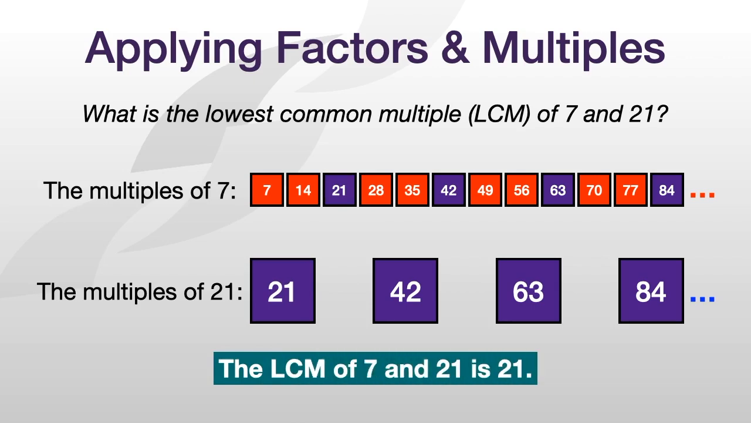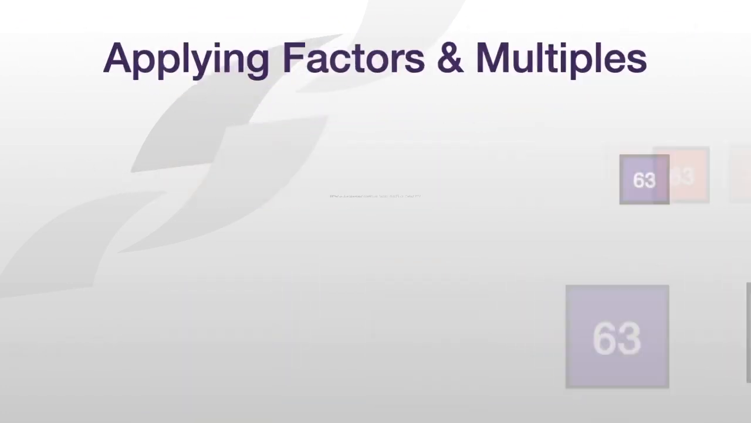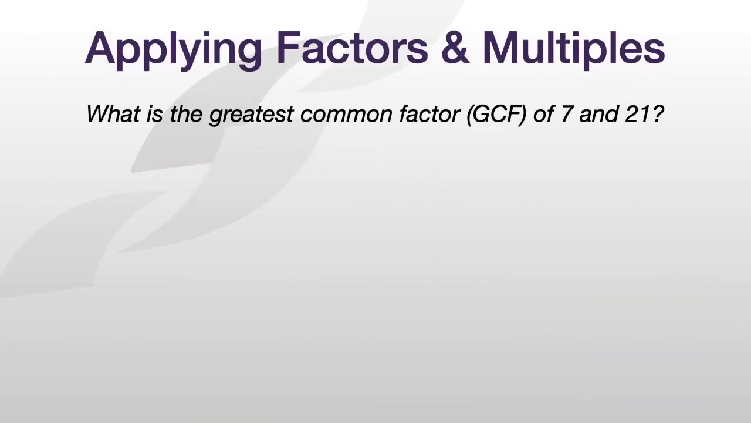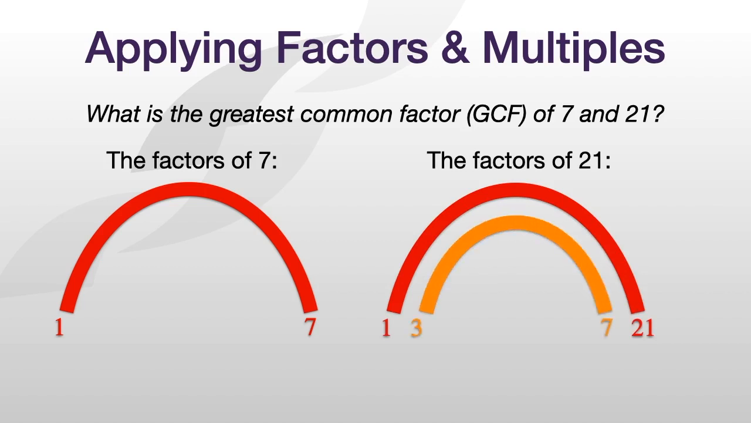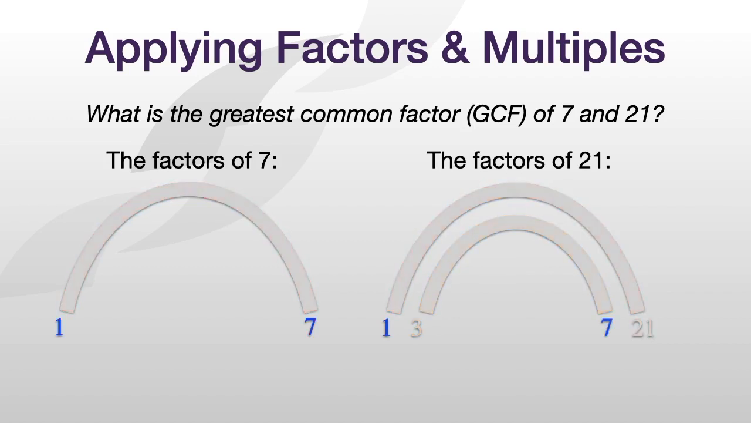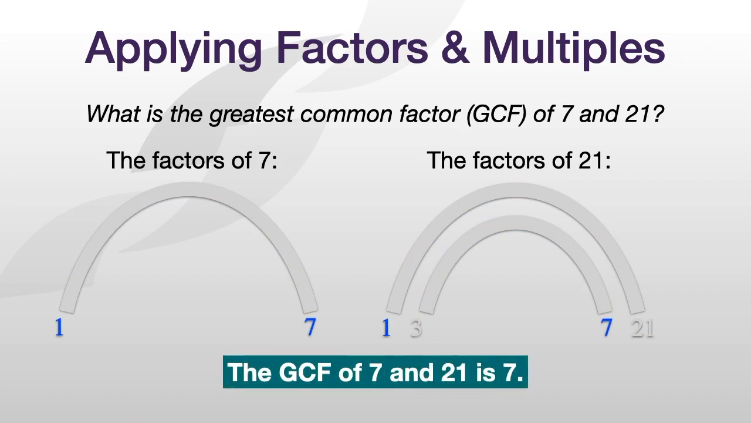What about the greatest common factor? What is the greatest common factor of 7 and 21? The factors of 7 are 1 and 7. The factors of 21 are 1, 3, 7, and 21. 7 and 21 have factors of 1 and 7 in common. 7 is the greatest of these common factors. The GCF of 7 and 21 is 7. Let's turn to applying lowest common multiples and greatest common factors in contextualized situations.